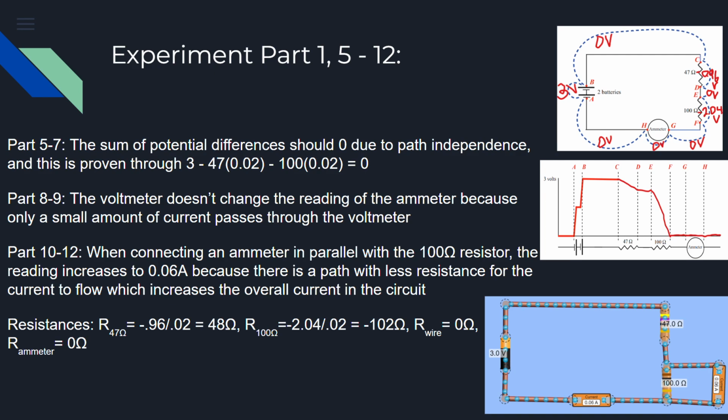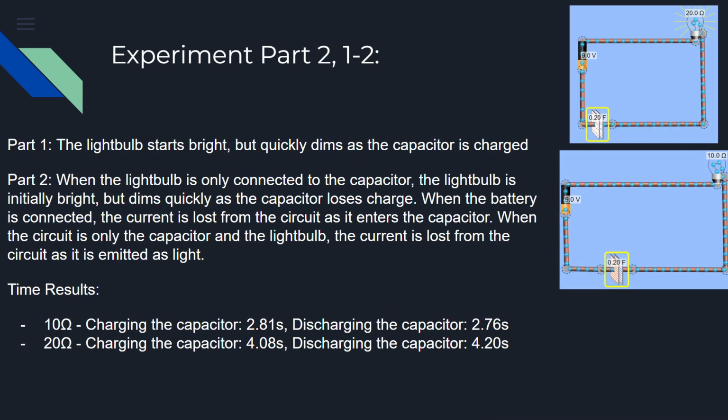47 ohms is equal to negative 0.96 over 0.02, which is equal to 48 ohms. R 100 ohms is equal to negative 2.04 divided by 0.02, which is equal to negative 102 ohms. I am adding decimal places where they shouldn't be. I am sorry. The resistance of the wire is equal to 0 ohms, and the resistance of the ammeter is 0 ohms.